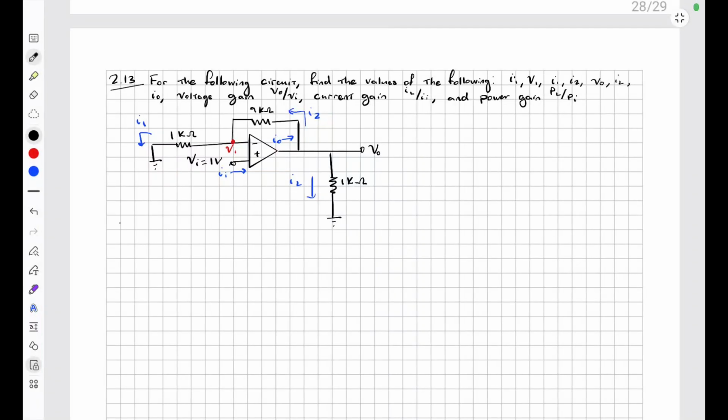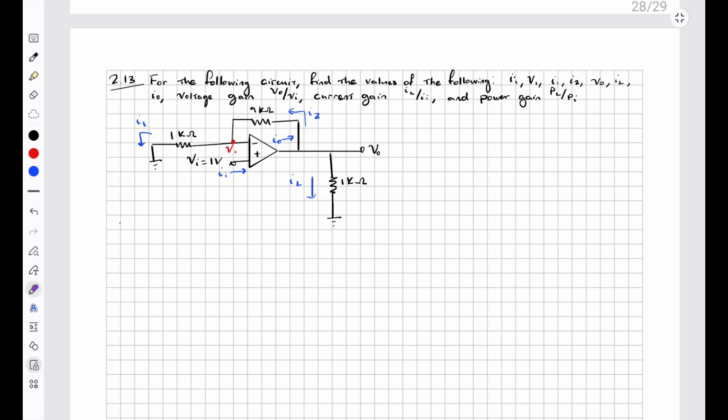So now we will solve question 13. It says that for this following circuit right here, find the values of all of these following things: voltages and currents and power and gain and all the rest. And it is labeled all on this graph here. I have the currents that we need to find labeled in blue, and I also have this voltage that we need to find, which is labeled in red.